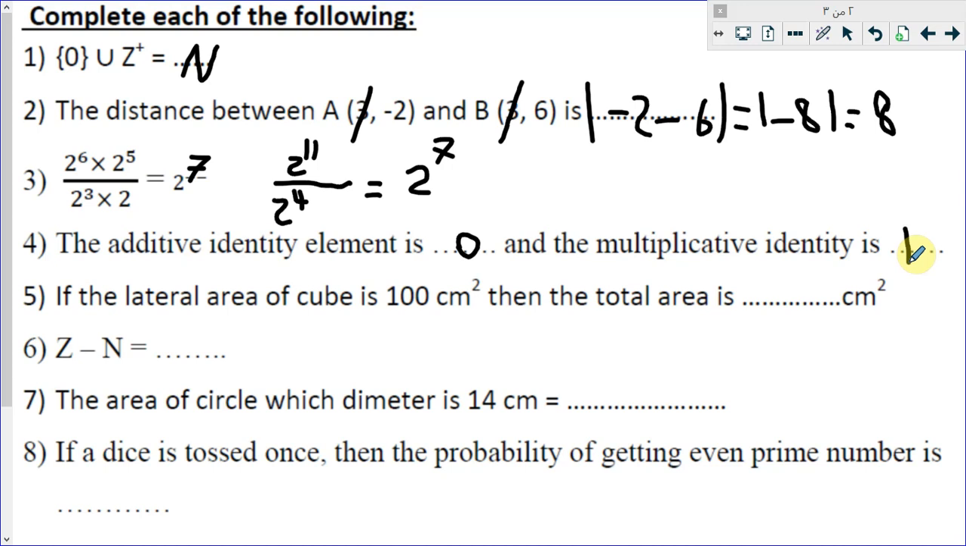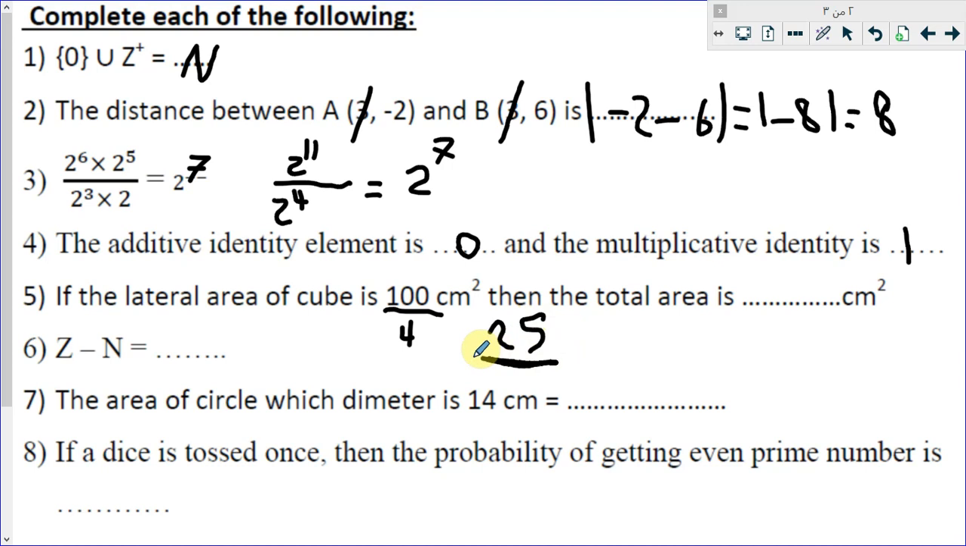Question number 5. If the lateral area of a cube is 100 and he wants the total area. The difference between lateral area and the total area is that the lateral area is the area of only 4 faces, and the total area is the area of all faces. It means the 6 faces. So 100 will be the area of 4 faces. I want to find the area of 1 face, so I will divide by 4. 100 divide 4 equal 25.